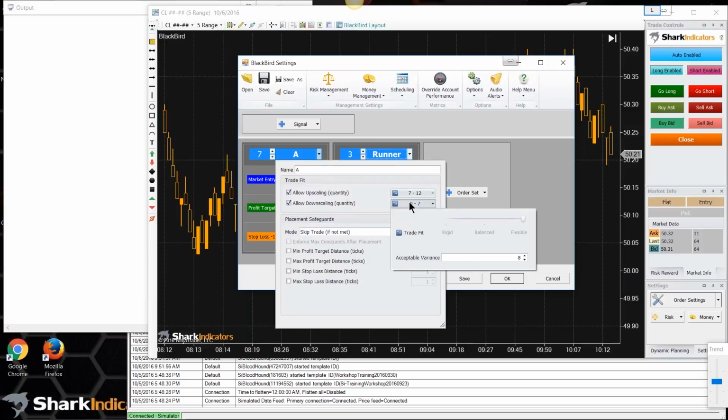So let's say, let's set our variance down to 5. Basically, we've told BlackBird we need at least 2 contracts in set A. So minimum of 2 contracts in set A, but we could increase the number of contracts all the way up to 12 as well. So 5 plus 7 gives you 12 there.